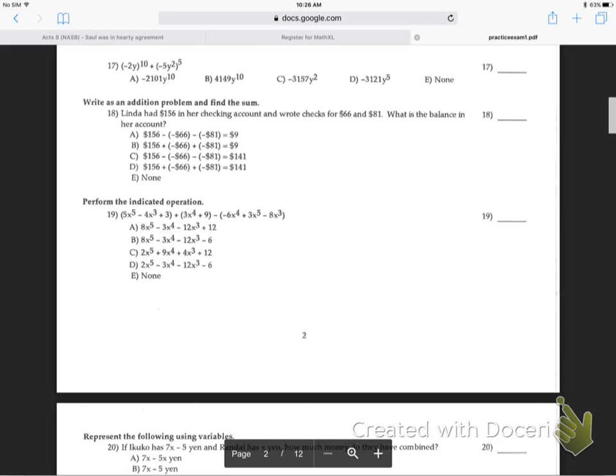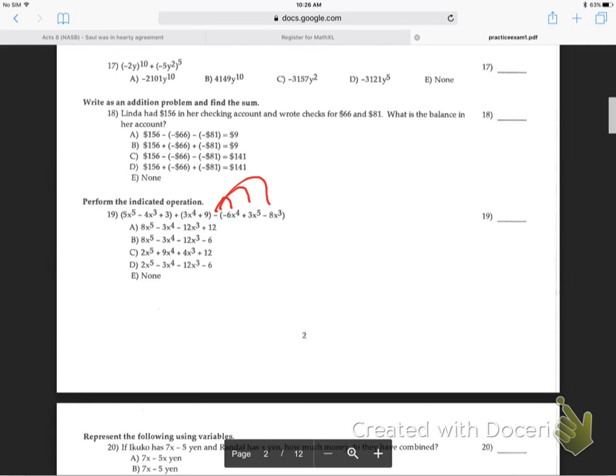Number 19. Yeah, 19's not easy. 19 has things in front of the parentheses. What do we do with symbols in front of the parentheses? Well, if they're subtraction, they have to be distributed. Joel's right on. So that last negative sign right here needs to go boom, boom, boom.